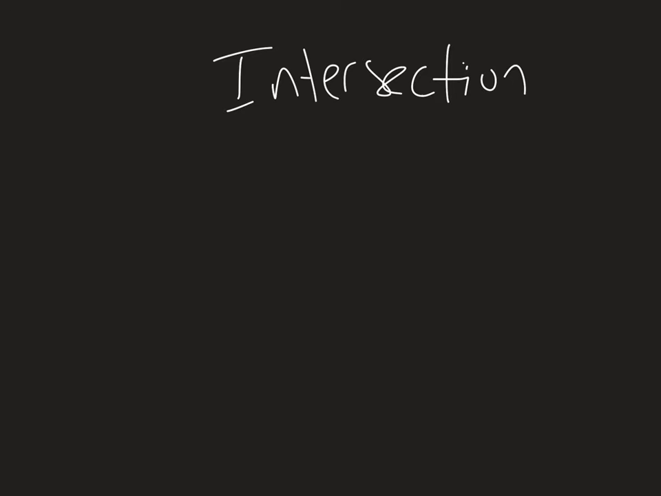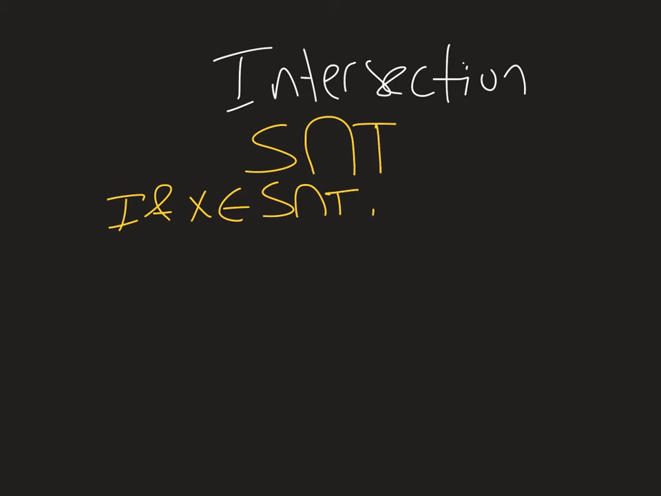So next let's talk about an intersection of two sets. So an intersection, we would write it, let's use S and T again. We'd have an upside down U to represent that. And what this means is that if X is a member of the intersection of S and T, then X is a member of T and X is a member of S. It has to fit in both sets.